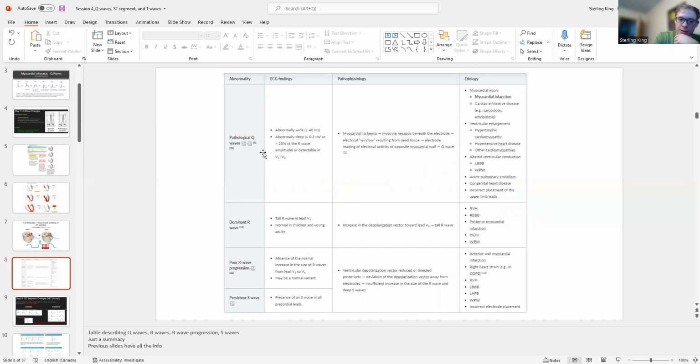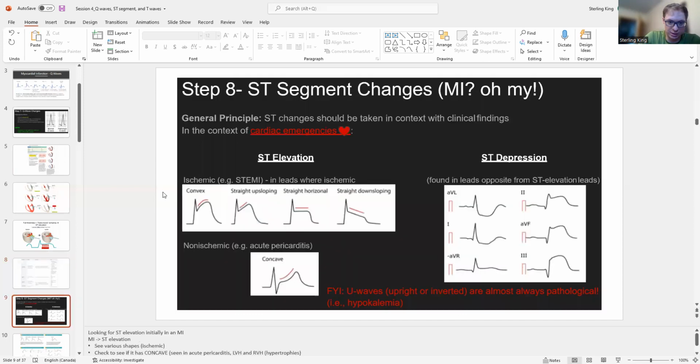This table is showing the different waves and some of the criteria for infarction. You can read it on your own time. It's a good table. So ST segment changes. So MI, oh my.